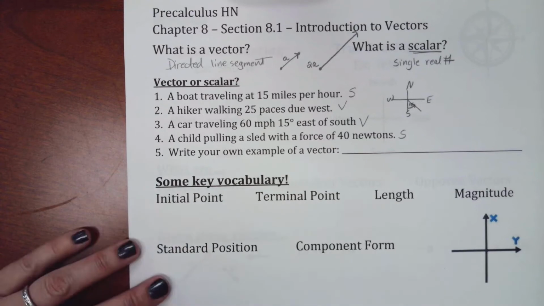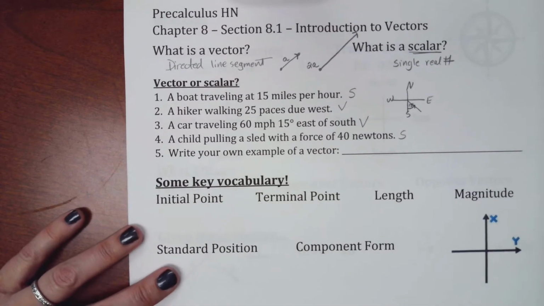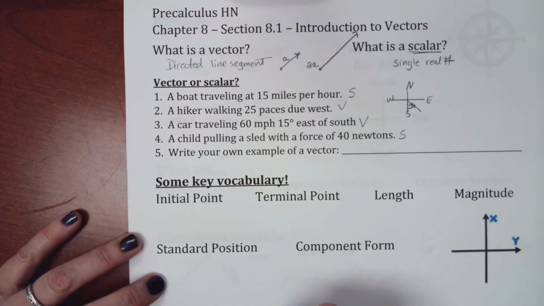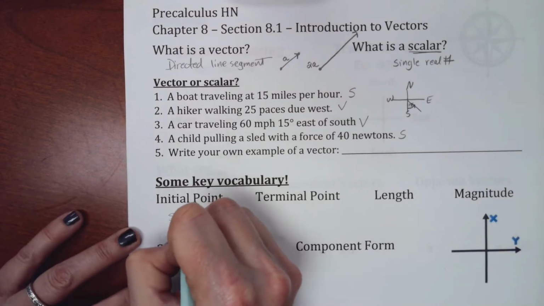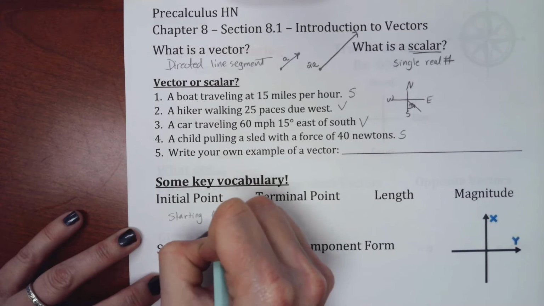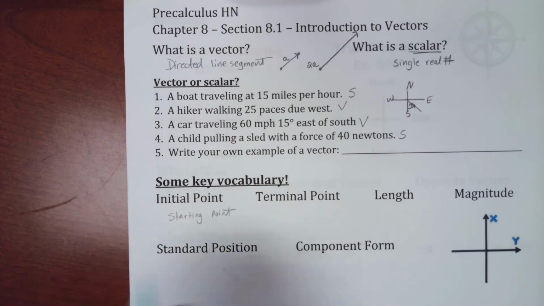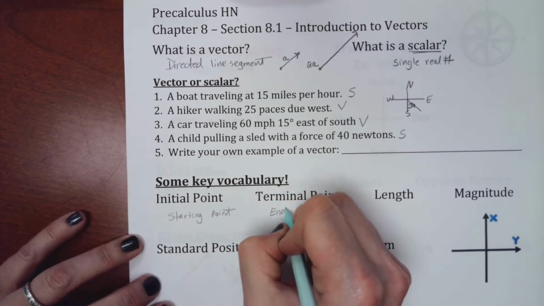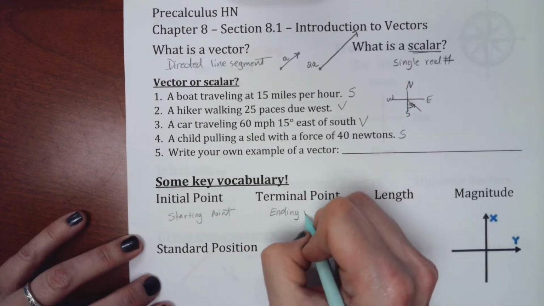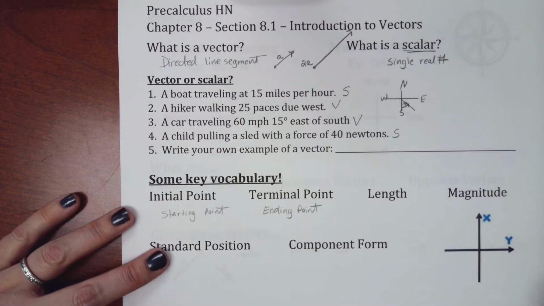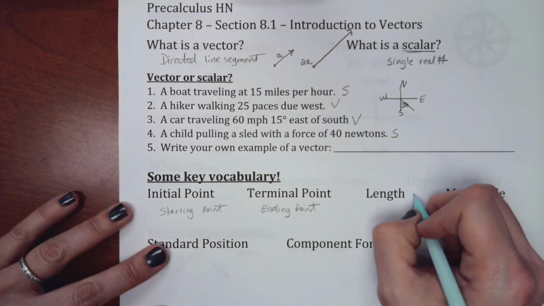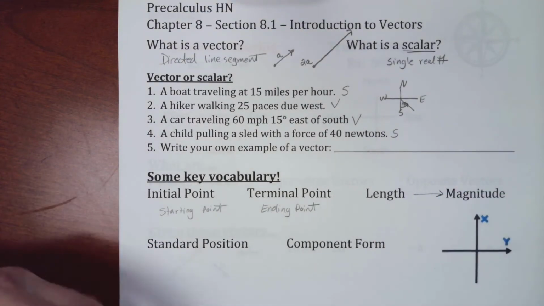All right, so some key vocabulary here. Initial point. When you have a vector, the initial point is where you start, your starting point. Your terminal point is your ending place of a vector, the ending point. So if somebody tells you the initial point and the terminal point on a graph, that's where you start and where you stop. The length of a vector is basically its magnitude. These are the same thing.